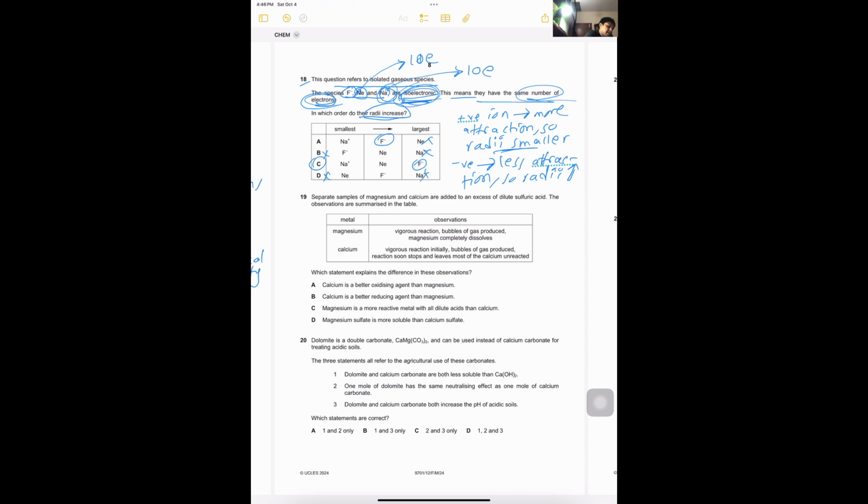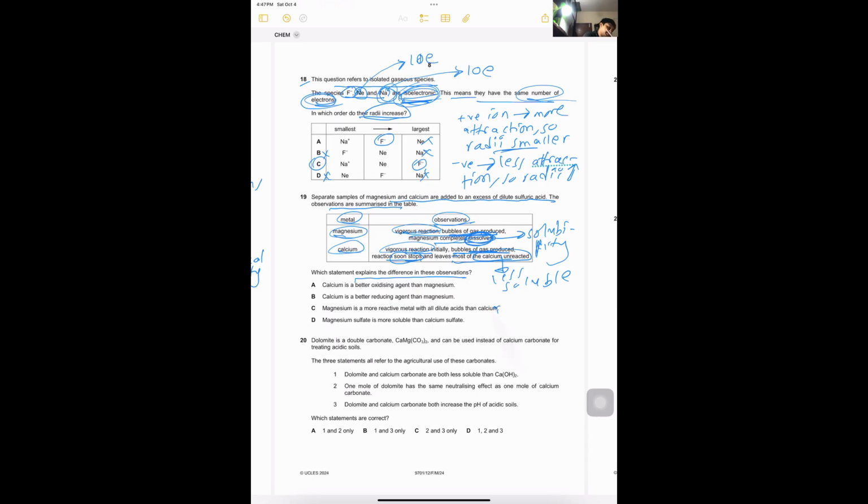Separate samples of magnesium and calcium are added to an excess of dilute sulfuric acid. The observations are summarized in the table. We'll keep the periodic table with ourselves. Okay, metal, magnesium. Which statement explains the difference in these observations? Let's see the observations first. Vigorous reaction, bubbles of gas produced, magnesium completely dissolves. This is about solubility. And for calcium, vigorous reaction, both are vigorous reactions actually. Bubbles of gas produced, same thing. Reaction soon stops, so this is less soluble. So okay, we will talk about solubility.